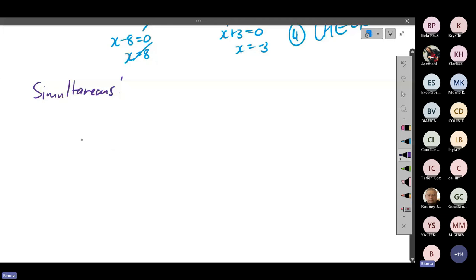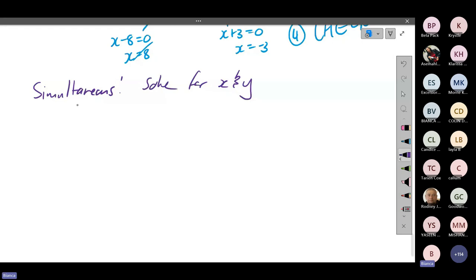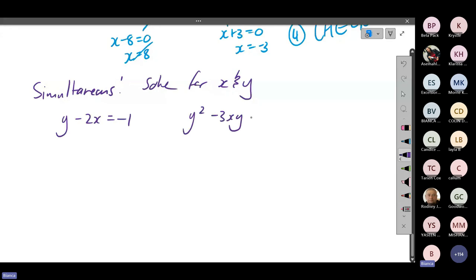Let's try this one. Okay, so the question will say, solve for x and y. And then they'll give you 2 equations. y minus 2x equals negative 1, and y squared minus 3xy equals negative 2. Okay, that's one example. So your first mark, it's the giveaway mark. Your first mark is always to isolate one variable.